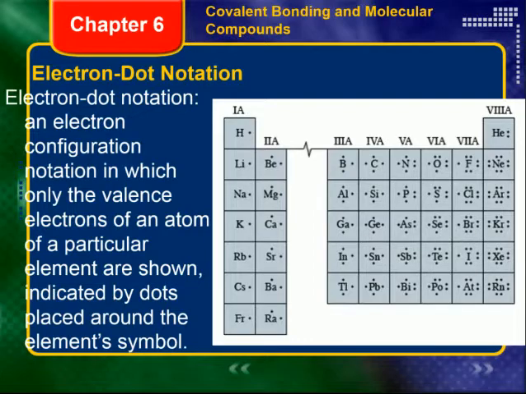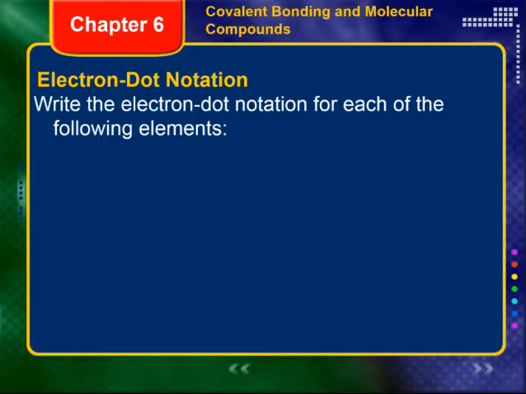Now remember, you don't need this table. You can simply look at the main group number and know how many valence electrons a particular element has. But what we do see is how to represent each of these main group elements in electron-dot notation. And this is going to be essential for writing Lewis structures. So go ahead and press pause on the video. We're going to write electron-dot notation for each of the following elements. Hopefully do it on your own. If you need to refer to the table, feel free. Press pause now.